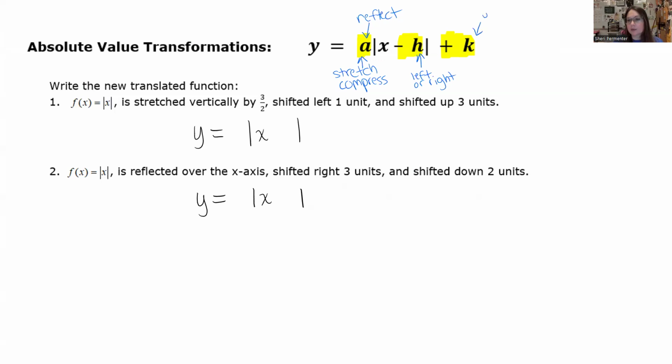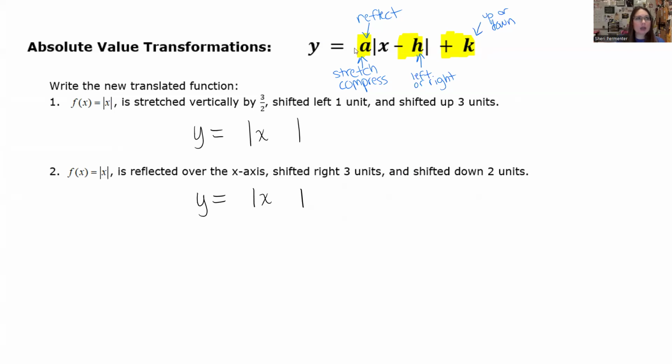And the K moves me up or down. So I have A, H, and K. So let's read through this sentence. I am stretched by 3 halves. Does that go before, in the middle, like first, second, or third? Where does that go?